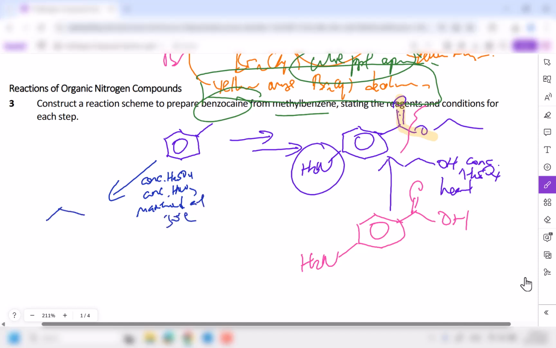So I'm just going to draw the structure out. You have the benzene ring, methyl group, as well as a NO2.